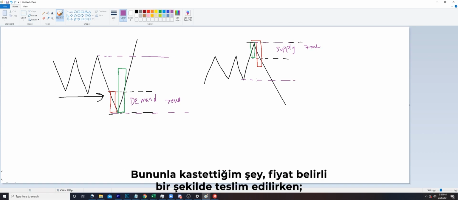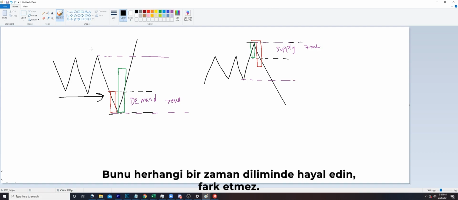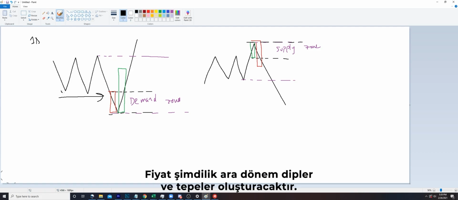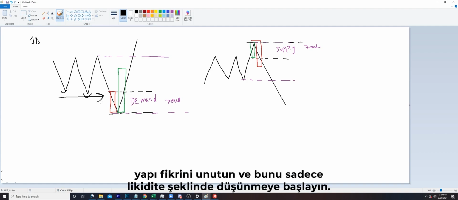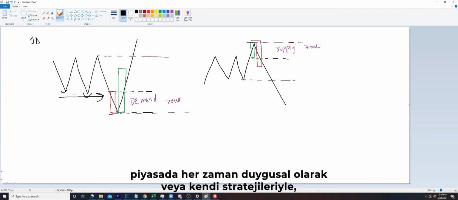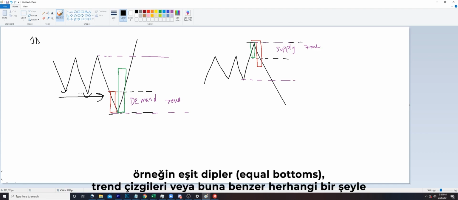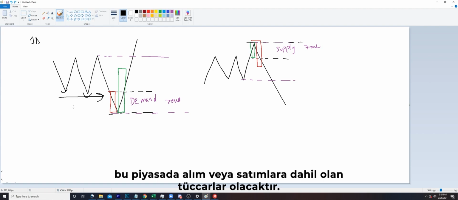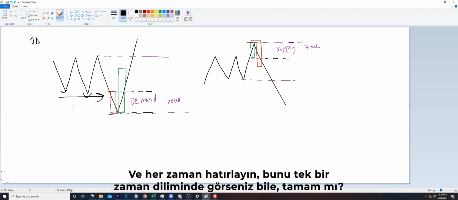And what I mean by that is, as this price is delivered in a certain way, so imagine this on any time frame, it does not matter. Daily, 4 hour, it doesn't really matter. Price will create intermediary term lows and highs. For now at least, forget about the idea of structure and just begin to think about this in the form of liquidity. Now, as price delivers these type of things, there are going to be traders at all times in the market getting involved emotionally or even with their own strategies of equal bottoms, of trend lines, of something of any sort like that, getting involved in buys or sells within this market.